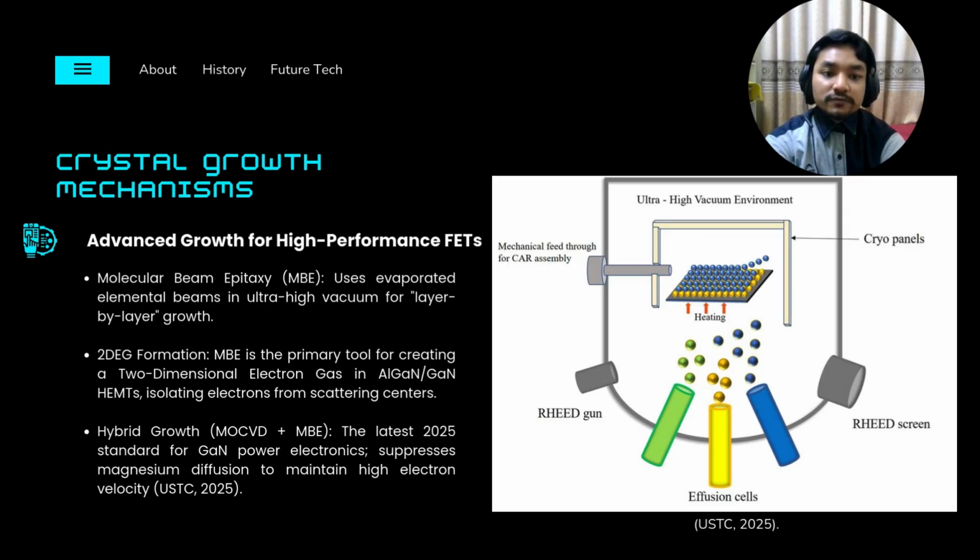MBE is the primary tool for creating a two-dimensional electron gas or 2DEG in high-performance aluminum gallium nitride high electron mobility transistors (HEMTs). The current standard is a hybrid metal organic chemical vapor deposition and molecular beam epitaxy growth process. This method is crucial because it suppresses magnesium diffusion, ensuring that the electron velocity remains high and the 2DEG is not compensated or slowed down.